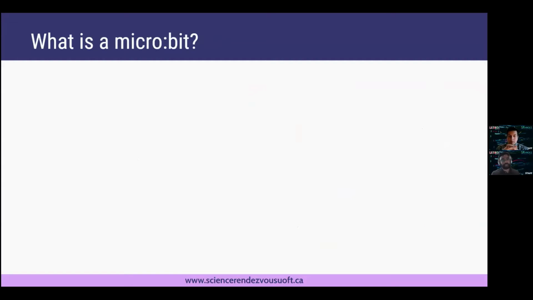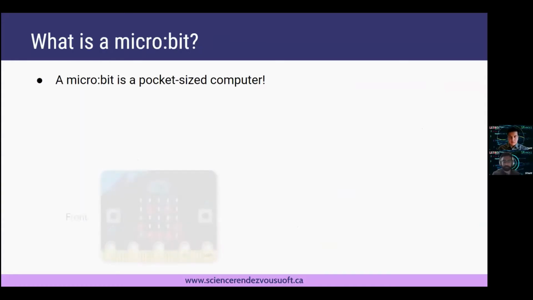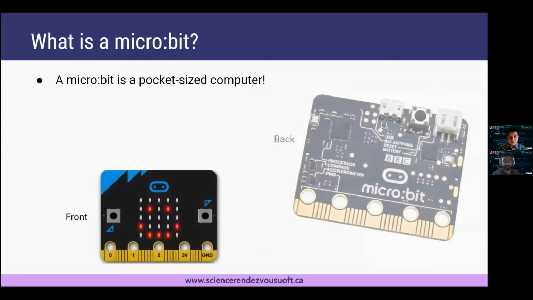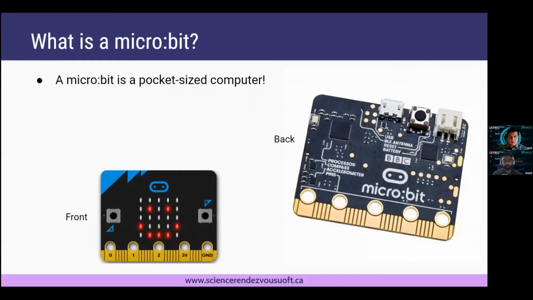So first, what is a MicroBit? Well, a MicroBit is essentially just a pocket-sized computer. You can think of the computer or your phone or whatever you're on right now. It's something like that, except very miniaturized for the specific tasks that we want to do for our projects. Here's what it looks like from the front and the back. On the front, you can see a display and some buttons. On the back, it's the guts of all the computing power.